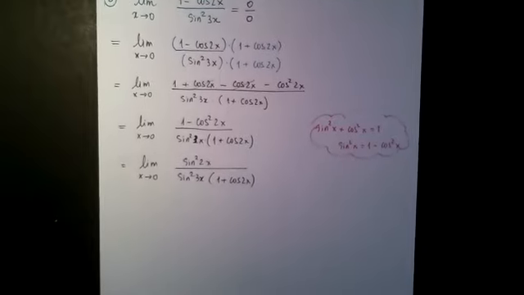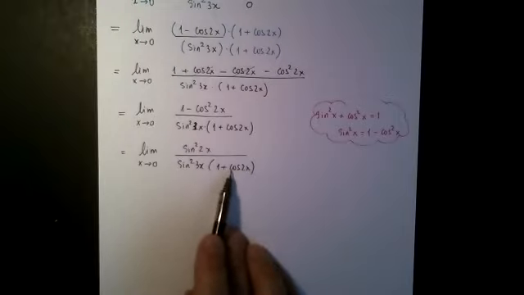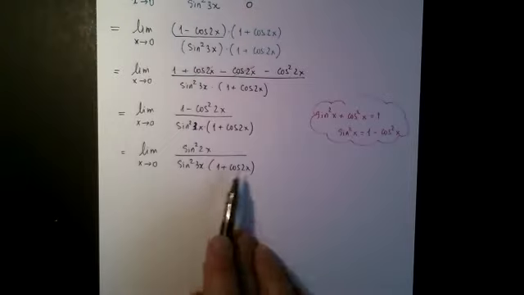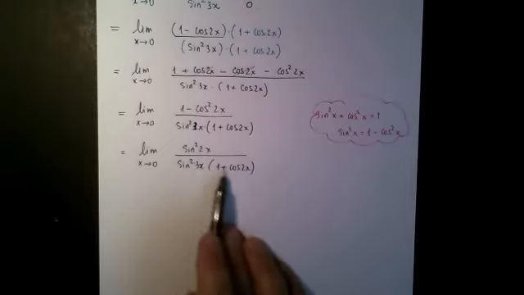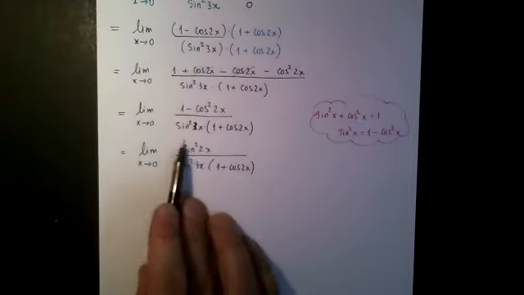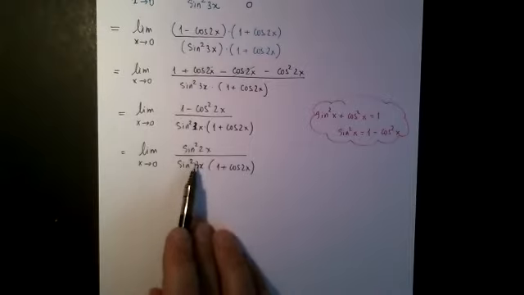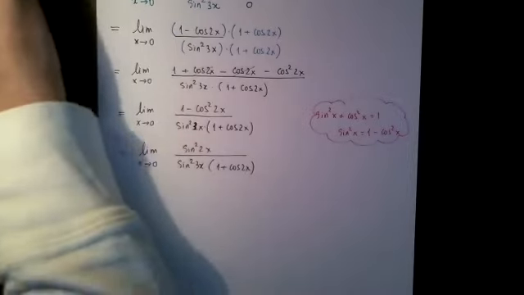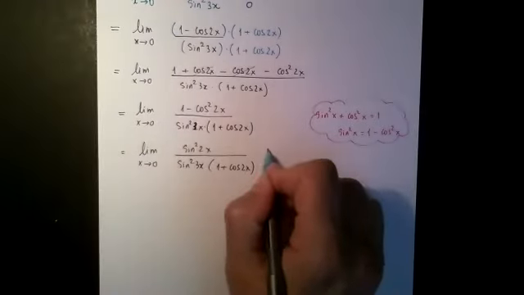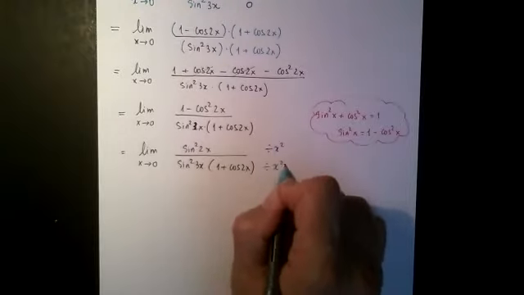Okay, so let me continue. Now the cos of 2x here is going to be 1, right? Cos of 0 is 1, and 1 plus 1 is 2. So this term approaches 2, and it is not very interesting for me. These are the interesting ones because they go to 0 over 0. So as usual, I'm going to divide top and bottom by x squared, just like we did in the example before.